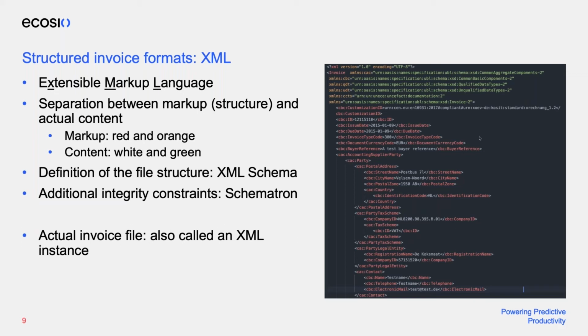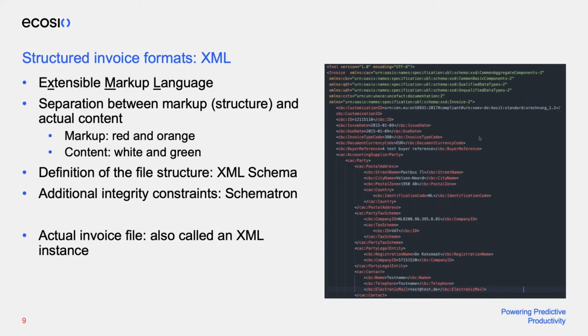If there is a file structure to be provided, so how does an invoice actually look like? One is to employ XML schema, so providing the exact structure of an XML file, and additional integrity constraints can be provided using schematron. When we talk about an actual invoice file, it's oftentimes also called an XML instance.